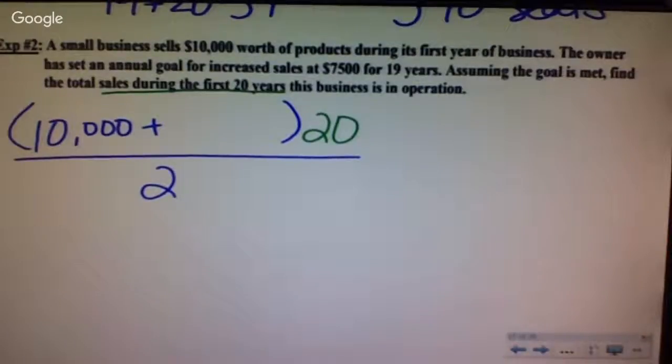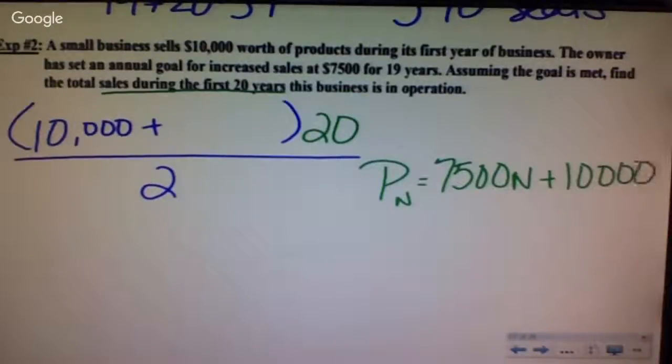Okay, so I need to find how much money is in that last year. So Devin said I need to do PN. What's it increasing by? 1. 7,500. Remember, we're talking money. He wants to make an extra 7,500 every year, so it's going up by 7,500 every year. Plus 10 grand. Okay, now when I plug in to see that amount after 20 years, what am I plugging in?